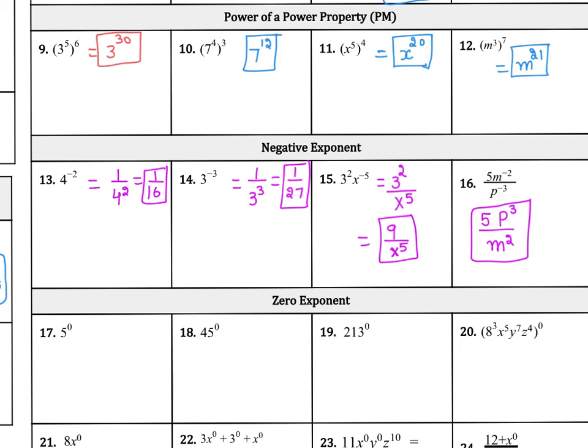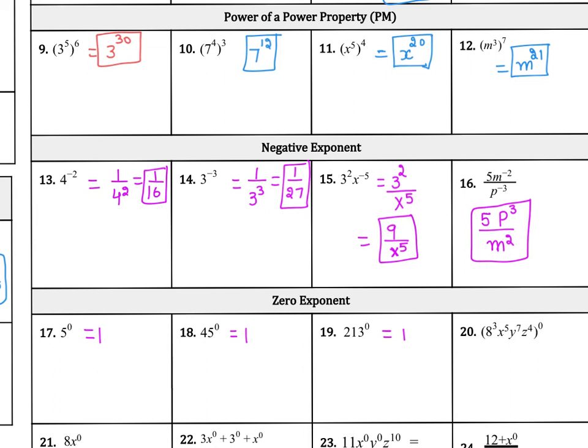So now we are going to do zero exponent. Anything to the power 0, so base doesn't matter. If the power of a number is 0 or the exponent is 0, it's always going to be 1. So the answer for number 17 is 1. For number 18, again it's 45 to the power 0, and that's going to be 1. 213 to the power 0 is also 1. And base doesn't matter.